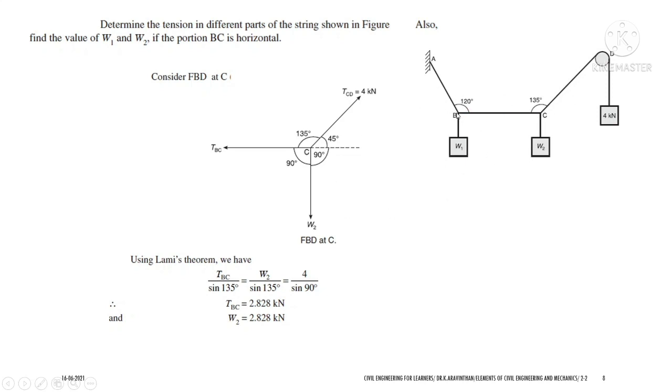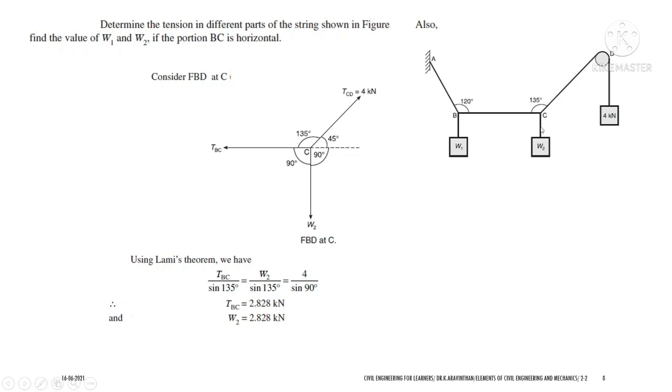So if you take point B, when drawing the free body diagram, you will be drawing 2 free body diagrams, that is, at point B and at point C. Point B covers the BA and BC members, and if you consider point C, you will get CD and CB, these two members. Okay, so let us take the point C.